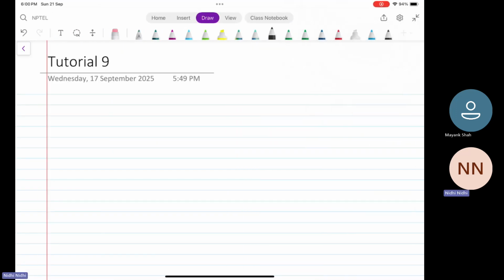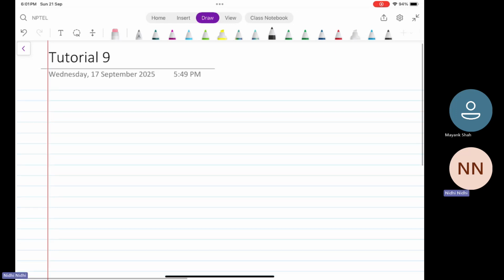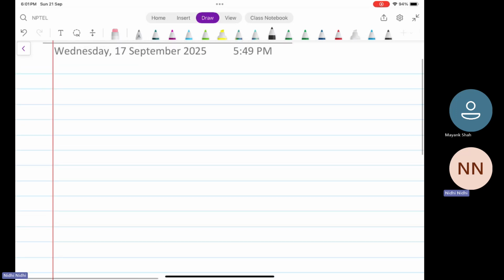Okay. So today we'll start with some problems related to critical point theory, and then we'll discuss the definition of manifold, the three equivalent definitions, and some examples related to it. So let's start with question number one.